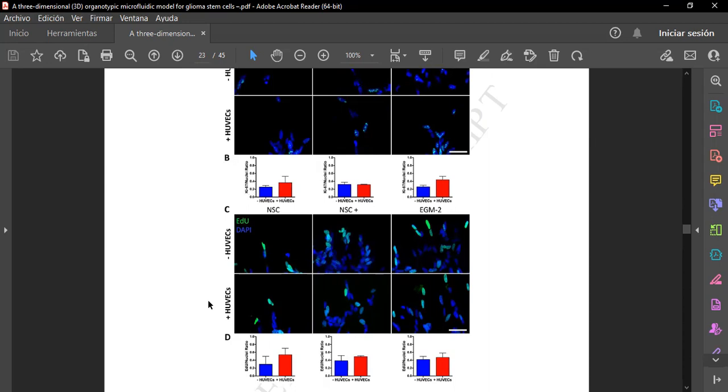Okay, in this article, the authors could optimize a microfluidic platform to model an invasion assay considering the interactions between tumor cells, endothelial cells, and the elements of the microenvironment.